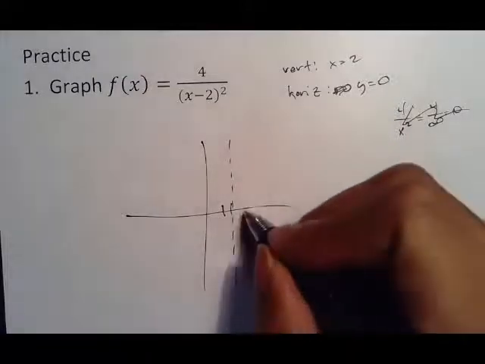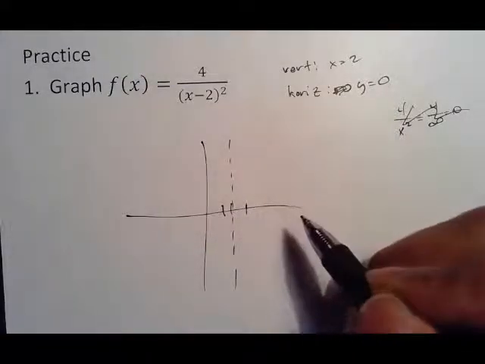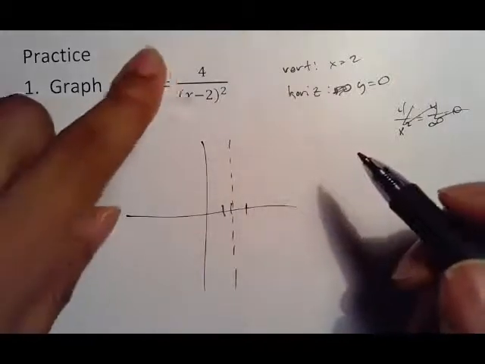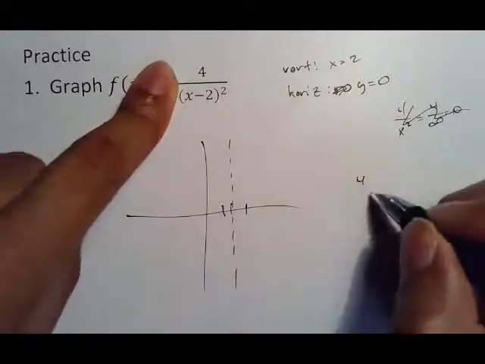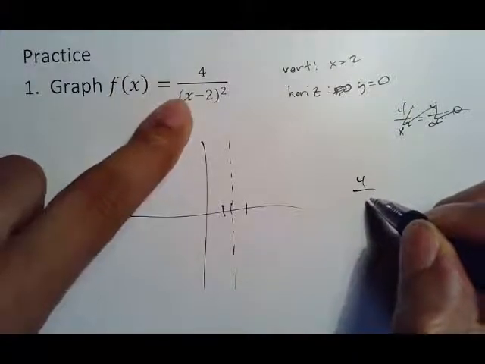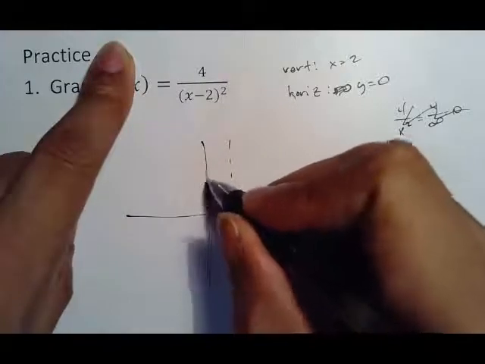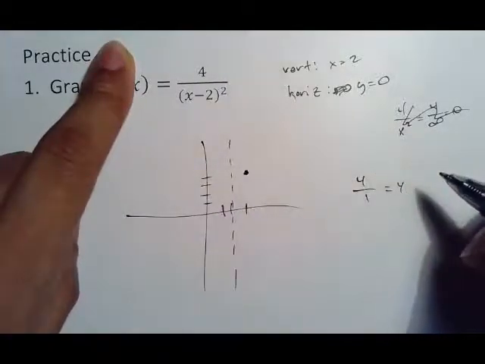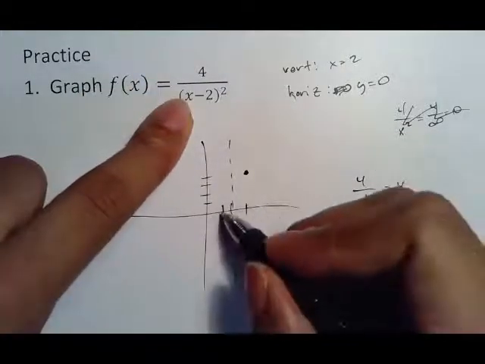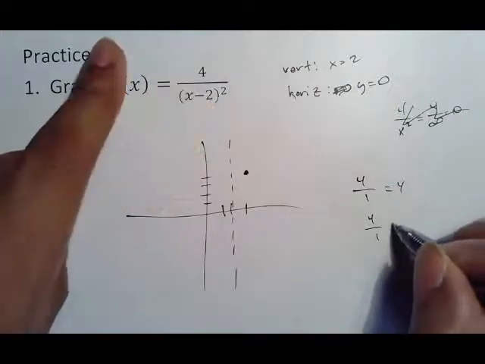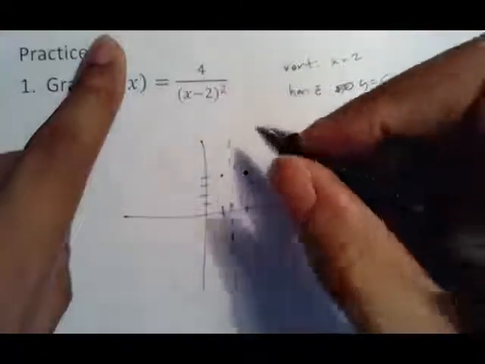So what we now do is pick a couple of points and draw the graph. I will pick the value of 3. And again, going with what I learned, I suck at using a calculator, so I'm not going to use it. 4 over 3 minus 2, which is 1, which is 4. So 1, 2, 3, 4. And then I'm going to use the value of 1, which would be 4 over 1 minus 2, which is negative 1 squared, which is 1, which is still 4. So yes, we are right.